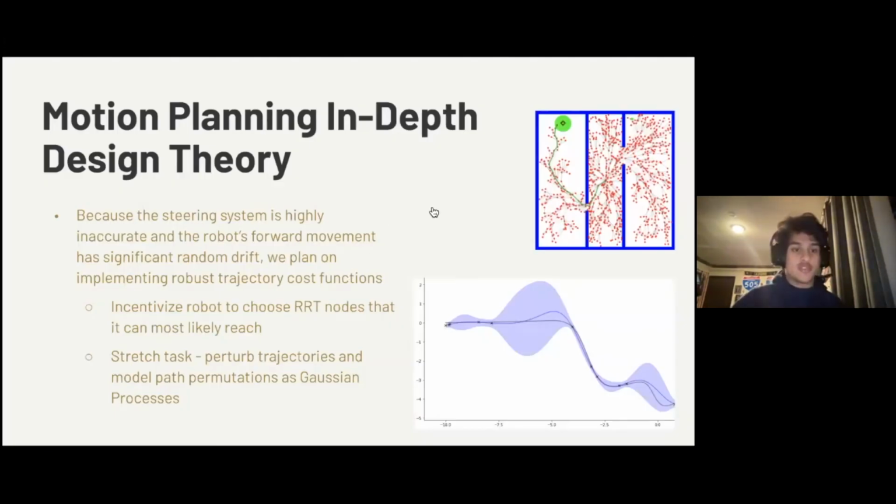In depth, because the steering system is not accurate and the robot's forward movement has drift, we plan on implementing robust trajectory cost functions to account for that. So that would incentivize the robot to choose RRT nodes that it can most likely reach. And then our stretch goal is to perturb trajectories and model path permutations as Gaussian processes, which will hopefully increase the accuracy of our model and account for how underactuated our system is.